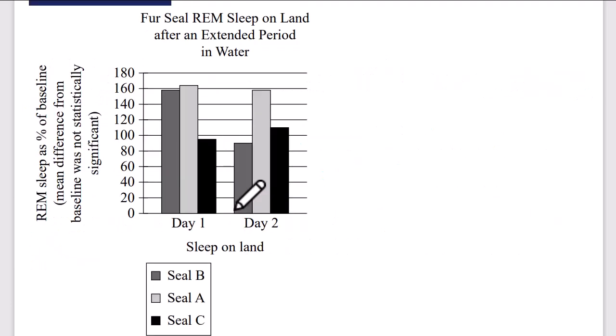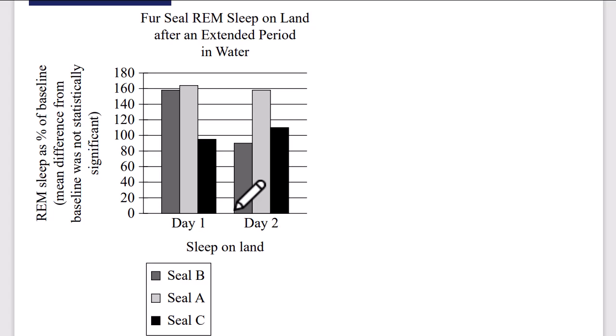Okay, so we have a column chart here with, again, as always, different columns over time, and we're measuring REM sleep as a percentage of baseline. Mean difference from baseline was not statistically significant. And fur seal REM sleep on land after an extended period in water. And what was that percentage of baseline on different days after an extended period in water coming back to land? We have 3 different seals tested.